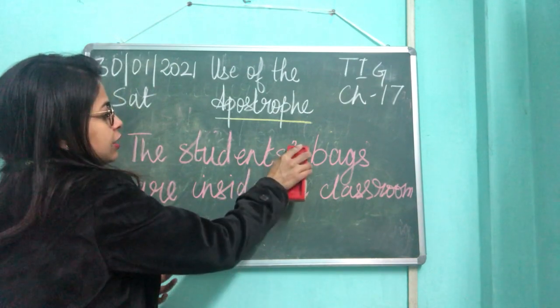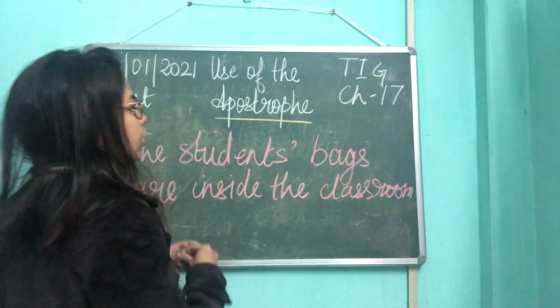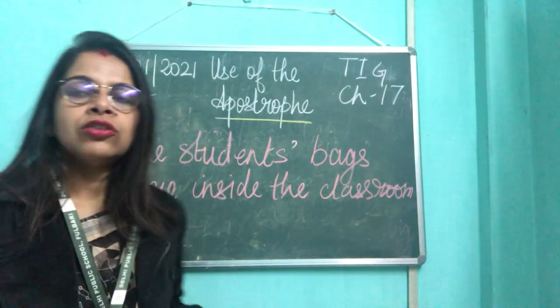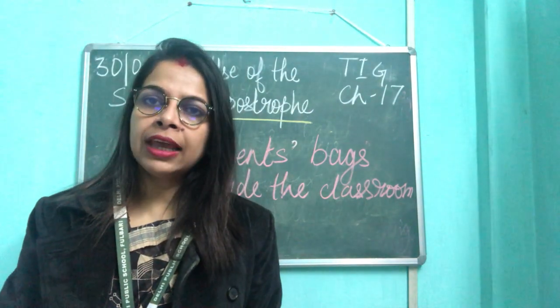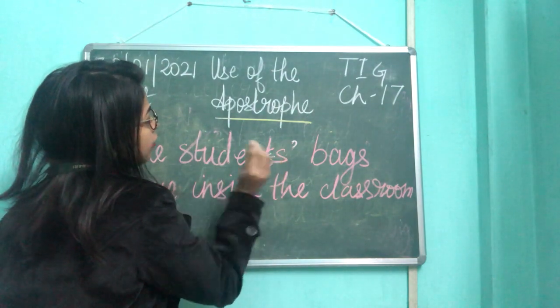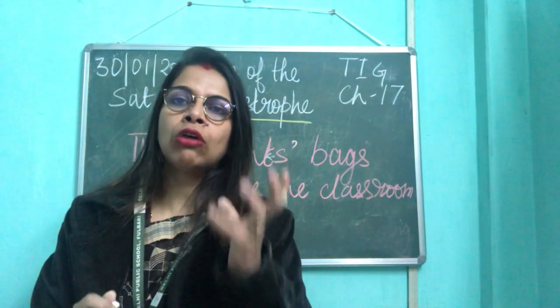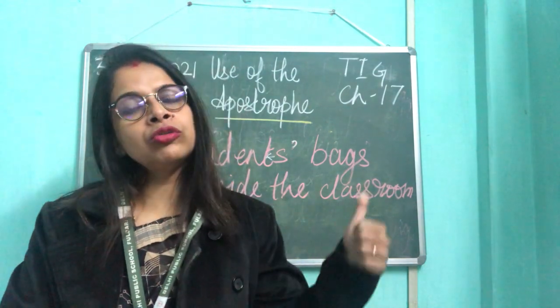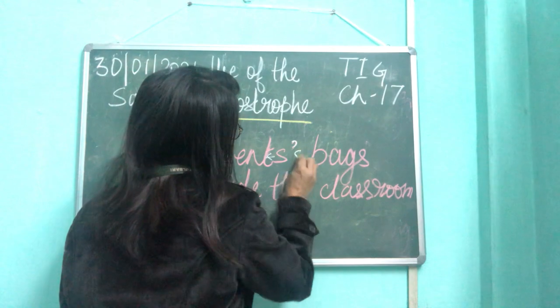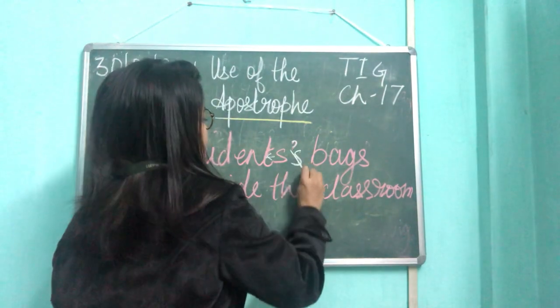Now, can you see this? Let me use a white chalk. I have an apostrophe after an S. So why do you have it after the S? Because whenever the noun already has an S and is a plural noun, you use the apostrophe after the S. You will not write students and then again another S after the apostrophe.